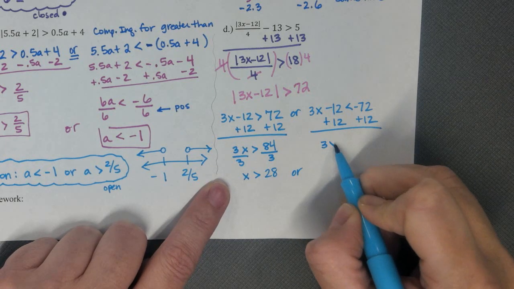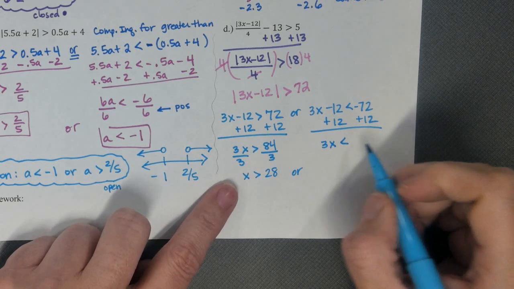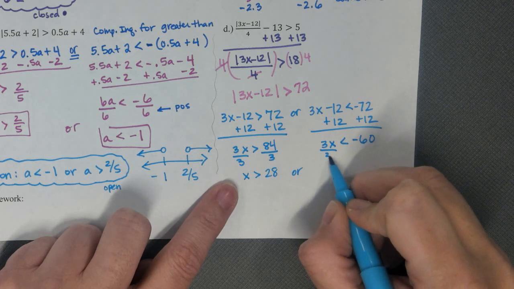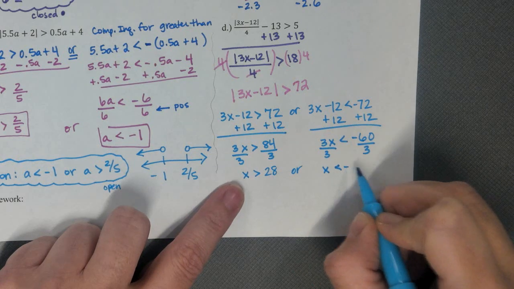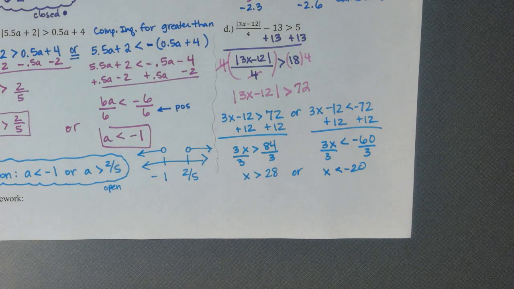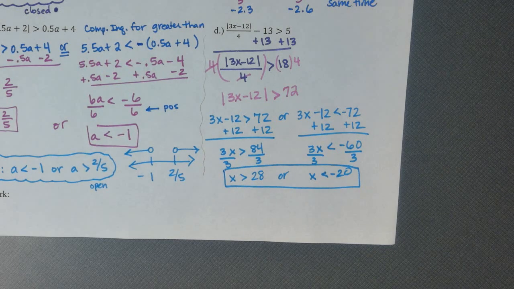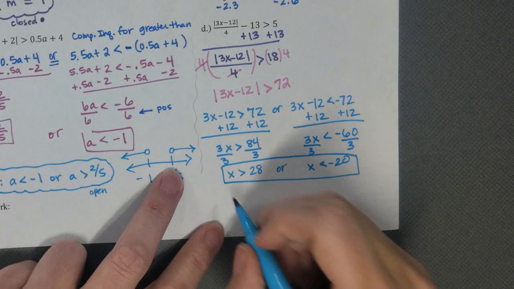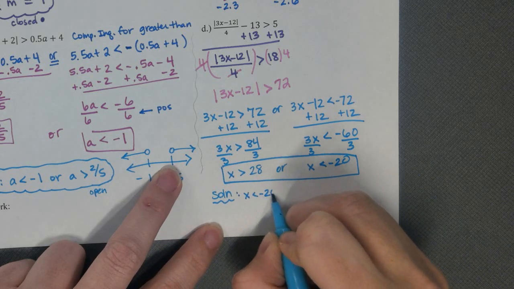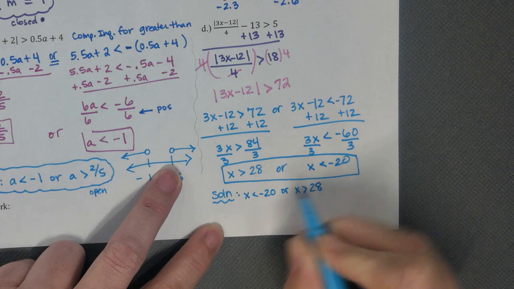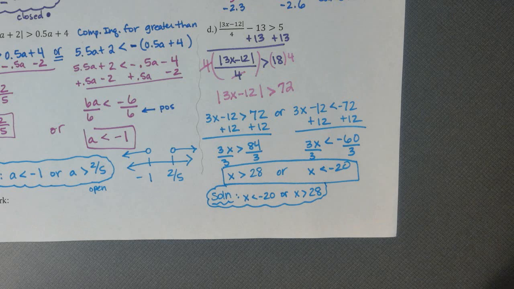Okay, so we're doing the same steps to each side for this one, but negative 72 plus 12 will be negative 60. And then again, remember, what you're dividing by is positive, so you don't have to switch the sign here. It's an or, so I don't have to worry about this being no solution. Okay? And then really, I want you to write your solution as x is less than negative 20 or x is greater than 28.